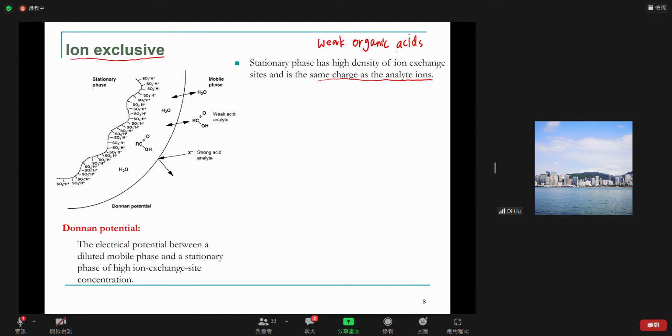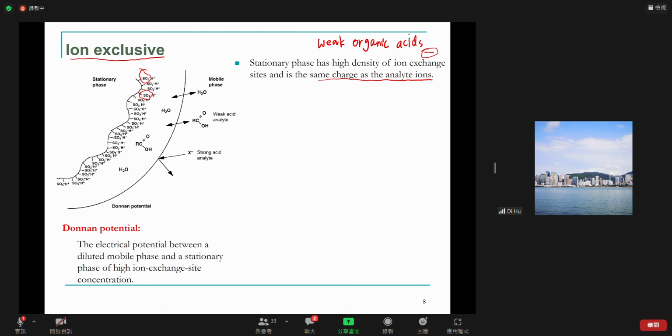So for those weak organic acids, when they are charged, they are negatively charged, right? So they should be ionized. That's why you can see the stationary phase now. What is the charge? It's sulfonate, and it has a very high density of this negative charge, the sulfonate sites on the stationary phase. Before you run a sample, we want the mobile phase to go through, and then the counter ions in the mobile phase are going to coat the stationary phase to make it what?